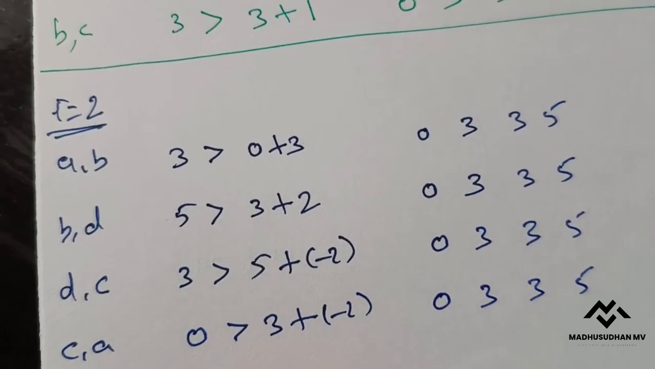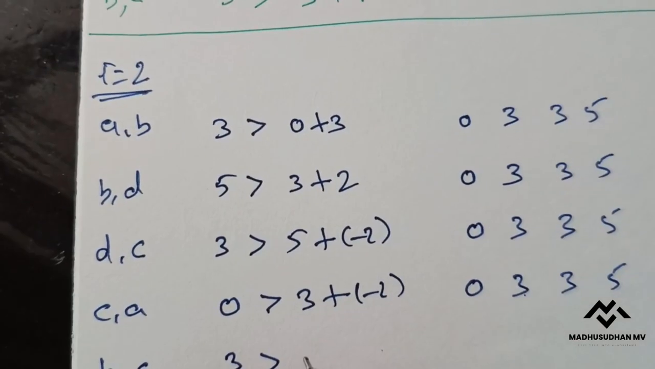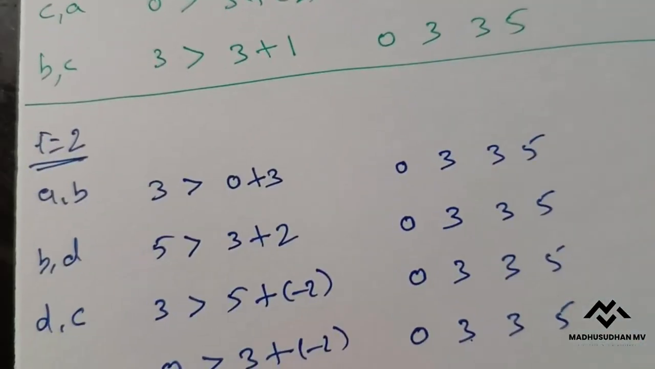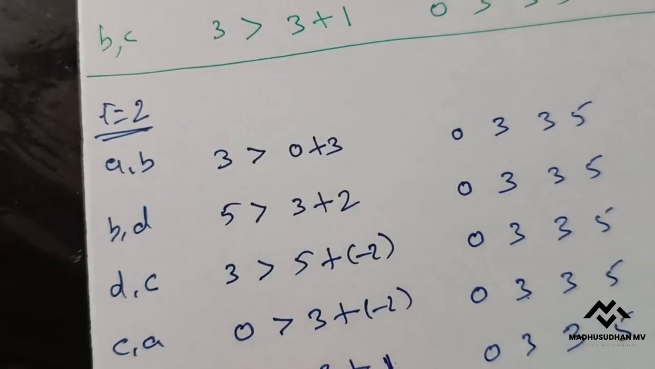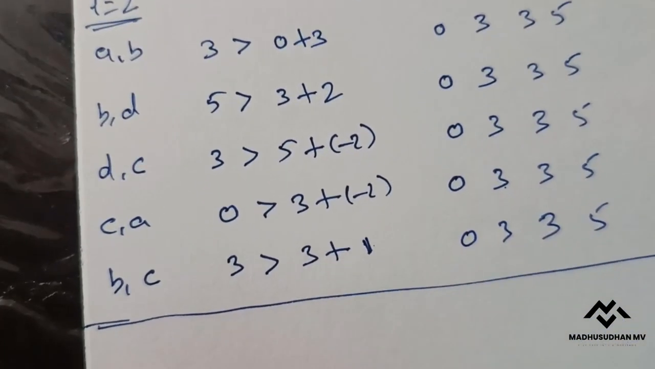Then the last edge, B to C. Is distance of C, 3, greater than distance of B, 3, plus B to C? B to C is 1. 3 greater than 4 is false. Again, I am retaining. This is done for I is equal to 2. Similarly, now I have to do it for I is equal to 3.